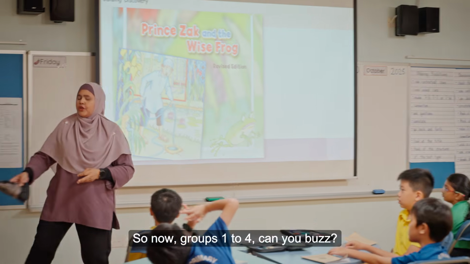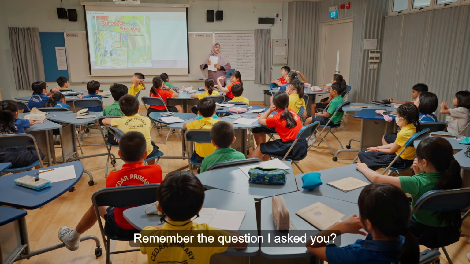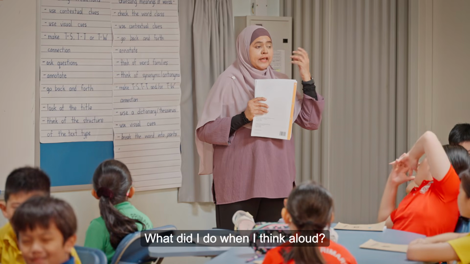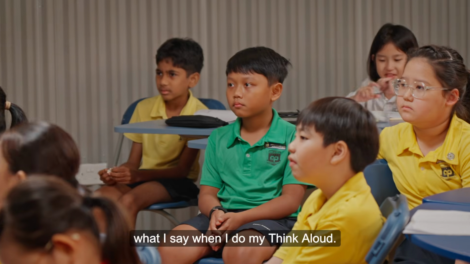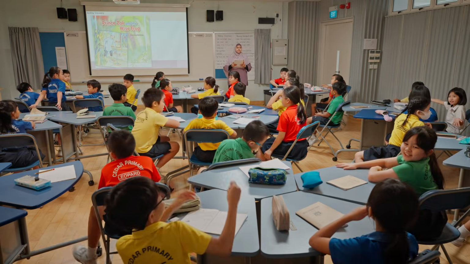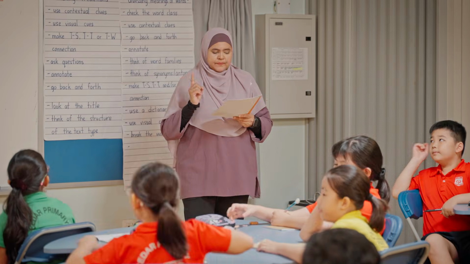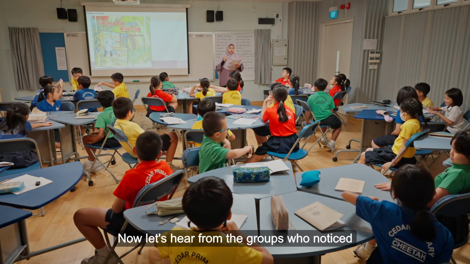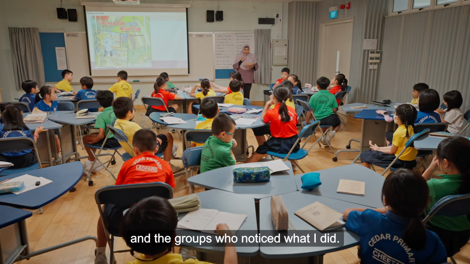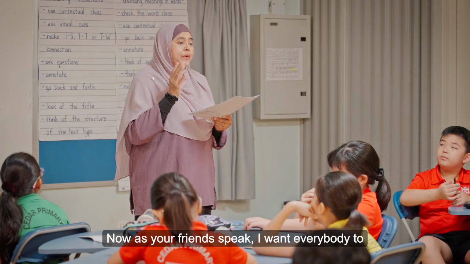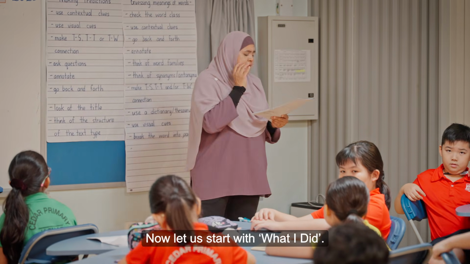So now, groups 1 to 4, can you buzz? Remember the question I asked you? What did I do when I think aloud? And groups 5 to 9, you're supposed to observe what I say when I do my think aloud. Now let's hear from the groups who noticed what I thought aloud to myself and the groups who noticed what I did. Now as your friends speak, I want everybody to listen and add on if you have things to add on. Okay, just raise your hand, I will call you. Now, let me start with what I did.